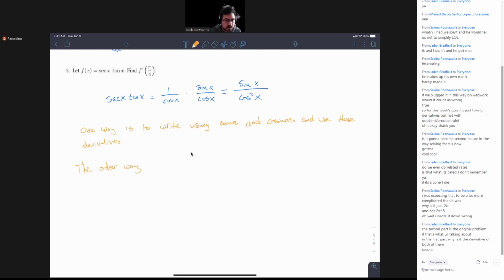So for the sake of time, I'll use the secant and tangent ones. And I invite you to either try the product rule with the two quotient rules inside of it, or once you get chain rule, do it on just that single quotient.